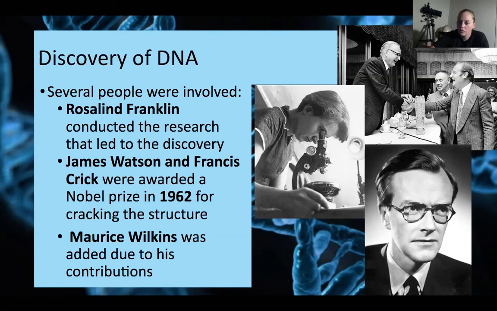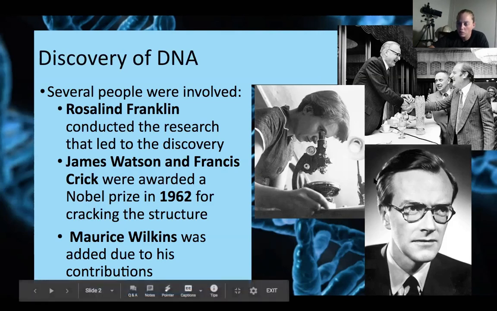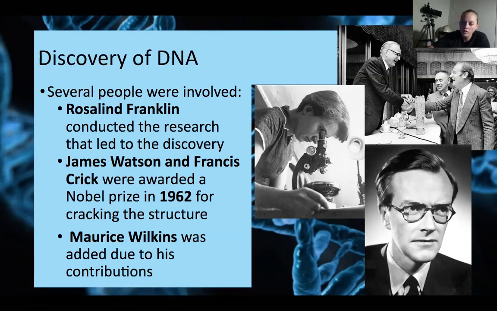So the people that you see here on the screen were responsible for cracking the structure of DNA. We see James Watson and Francis Crick, and here you see Maurice Wilkins, and they were given the Nobel Prize in 1962 for determining the structure of DNA. Watson and Crick were model builders, and they built models of DNA based on other people's research, primarily Rosalind Franklin's research, and you see her here.